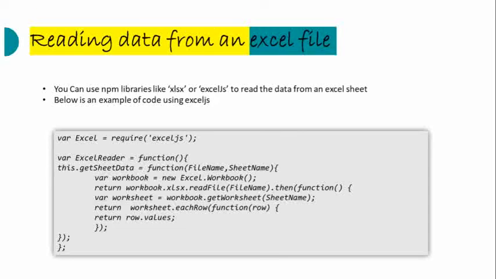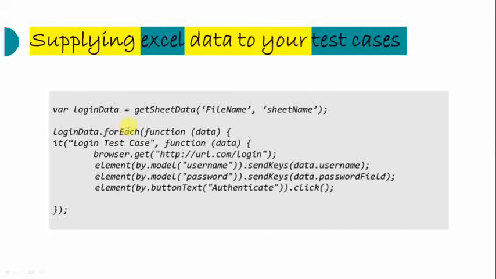And just to answer questions like how you can read the data from an Excel sheet, you can say that I will use an npm library called xlsx or exceljs to read the data from an Excel sheet. If you use xlsx, you can read the data and then convert it into JSON format. Once you convert it to JSON, you can save that into a variable and say that for each value in that variable you have to execute the case multiple times. This is how you will be supplying that data.